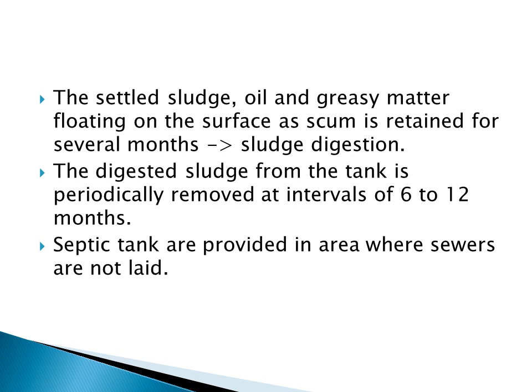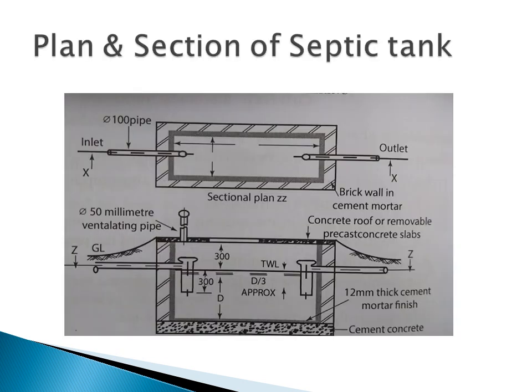And the septic tank is normally provided in areas where sewers are not laid. And this is the planning section of the septic tank. Here you can see the inlet and outlet. In the second figure, below the section plan, you can see the T-shaped inlet and outlet is provided, and the bottom of the tank is made up of cement concrete, and at the top you can see a cover, and there you can see a manhole also, that is for the inspection. You can see a ventilating pipe.